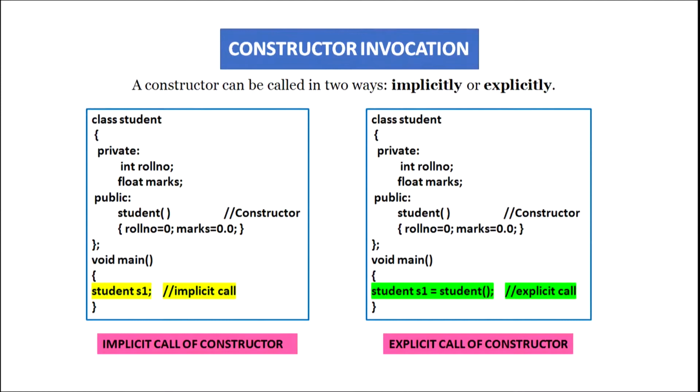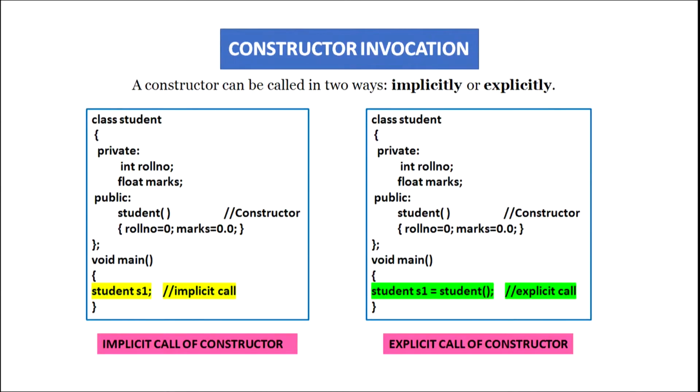Now, we will take the example of class student again with private data members as roll number and marks, and in the public section we are declaring the constructor which has the name student again, which is the same name as that of the class, and in the body of the function we are assigning some initial values to the data members. Now, in void main, when we give the statement student S1, the object S1 of class student will be created, and at that time the constructor of the class will be called automatically. So, as we are not calling the constructor explicitly, this is the implicit call of constructor.